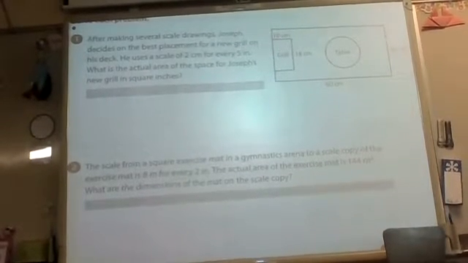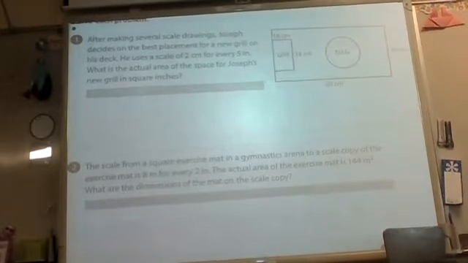After making several scale drawings, Joseph decides the best placement for his fancy new grill on his deck. He uses a scale. Listen to the scale. For every 2 centimeters on the drawing, it's really 5 inches in real life. What is the actual area of the space for Joseph's new grill in square inches?